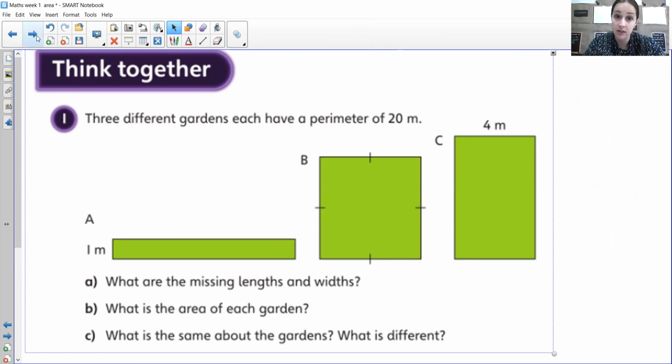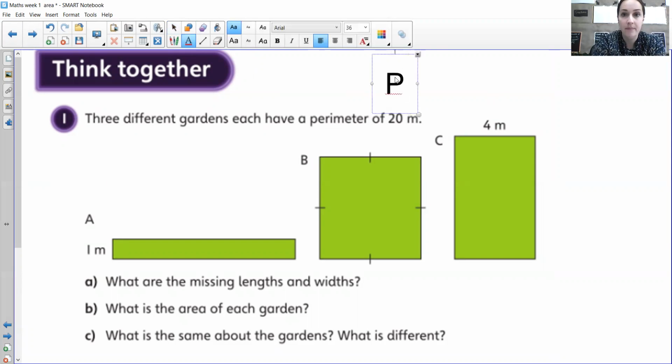We've got 3 different gardens, A, B, and C, and each garden has a perimeter of 20 metres. So straight away, I'm going to write down P equals 20, and not centimetres this time, metres. Okay, I need this piece of information.